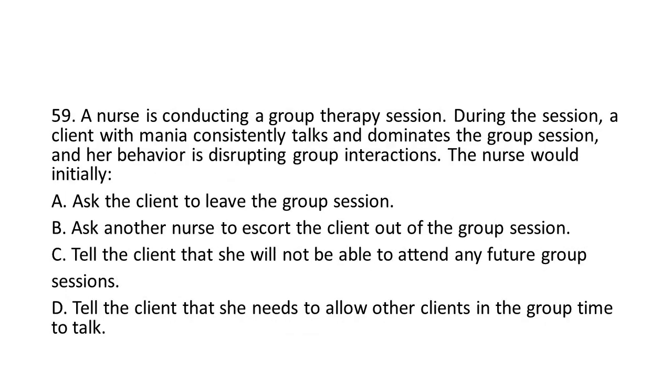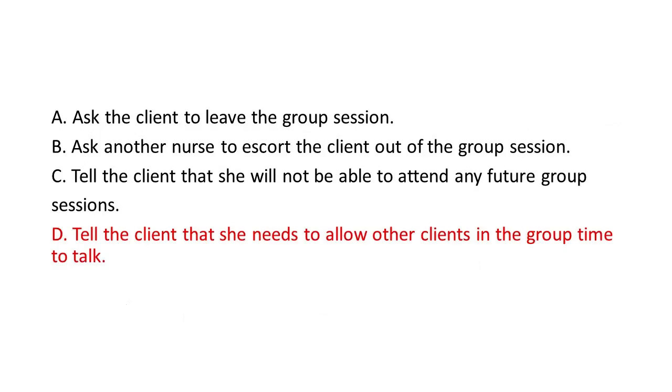59. A nurse is conducting a group therapy session. During the session, a client with mania consistently talks and dominates the group session, and her behavior is disrupting group interactions. The nurse would initially A. Ask the client to leave the group session. B. Ask another nurse to escort the client out of the group session. C. Tell the client that she will not be able to attend any future group sessions. D. Tell the client that she needs to allow other clients in the group time to talk. The answer is D. Tell the client that she needs to allow other clients in the group time to talk.